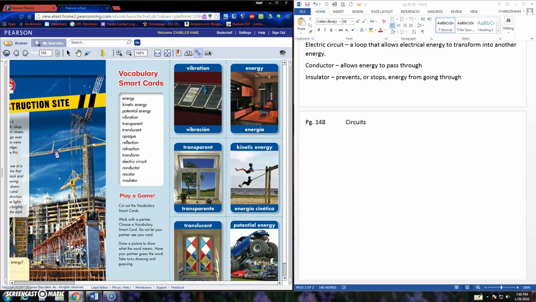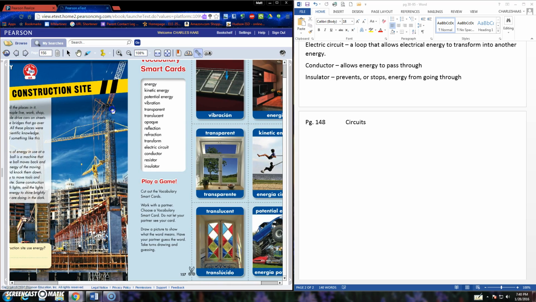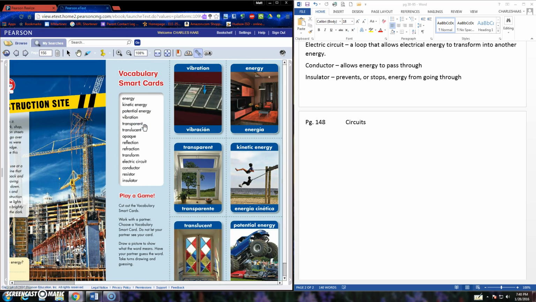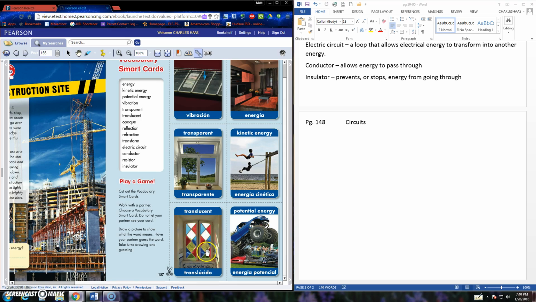Oh, look, here's some more cards to cut out. And we're on page number 157, so you can go ahead and cut out vibration, energy, the ability to do work, transparent. Let's get rid of kinetic energy. You do not need to know this one. I'm not going to ask you questions about it. Same for potential. I'm not going to use it. Translucent, some of the light comes through.